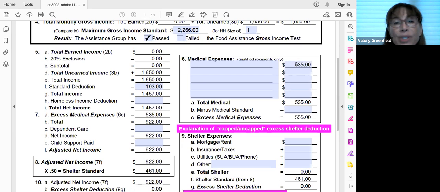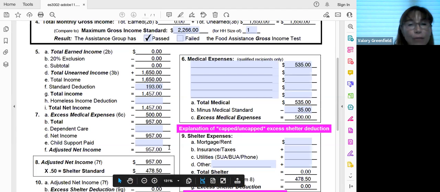But then at 6B, we have to manually subtract $35 because only the expenses over 35 count. So now the form automatically calculated at 6C that her excess medical is 500, and it moved that number automatically over to 7A and subtracted it. And now we see that her adjusted net income is 957 at 7F. Let's take a look at box 8.